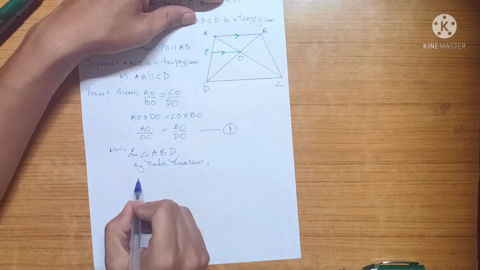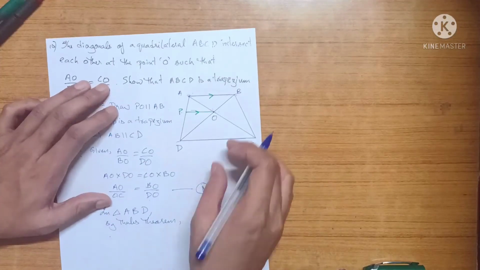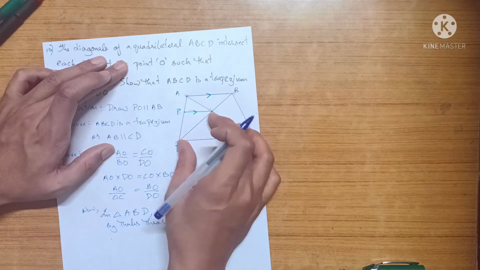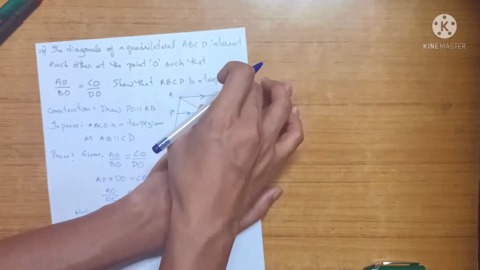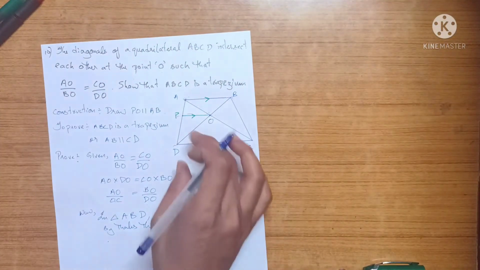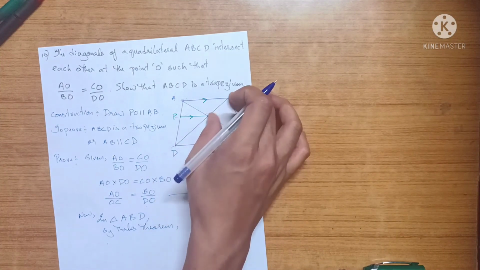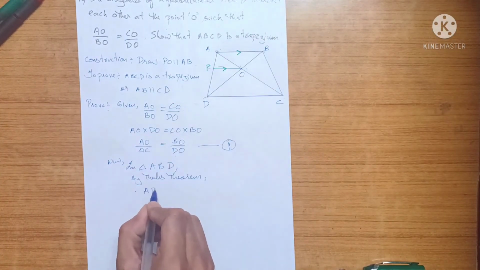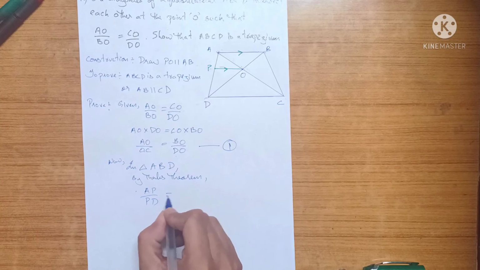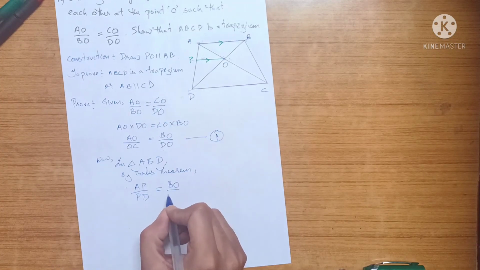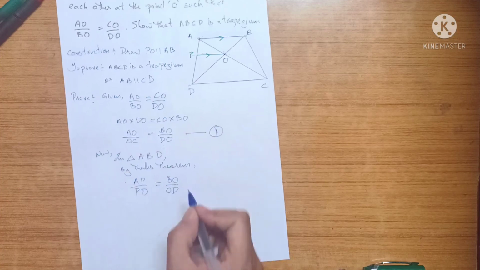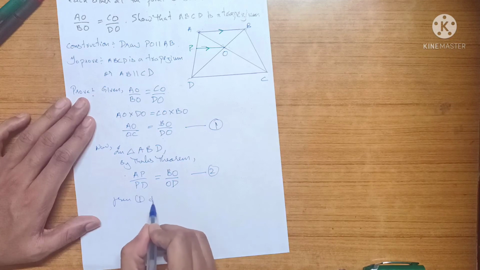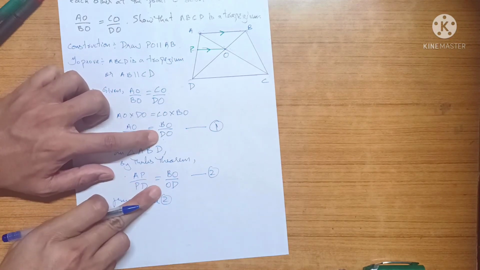So by Thales' theorem, if I do this portion by this portion, then it will be equal to this portion by this portion, right? I'm going to do this by this, because I want BO by OD. Here we have BO by OD, so I want this by this. So I'm going to do AP first: AP by PD equal to BO by OD. Equation 2.